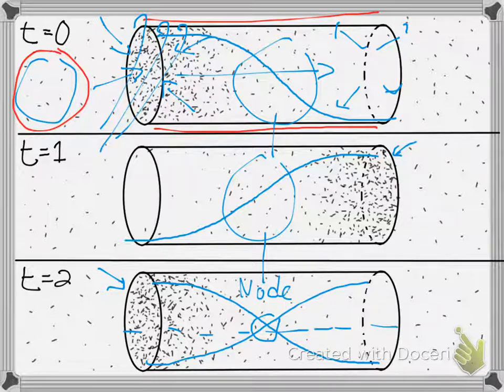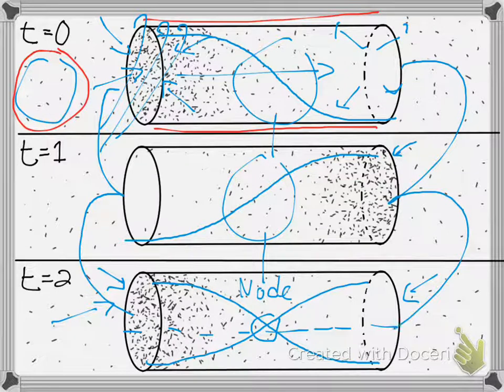Now, on the other hand, if we look at these ends here, these ends go from compressed to rarefied to compressed, and in this case, rarefied to compressed to rarefied again. So that's where our maximum movement, our maximum flux, is happening. So those, using our vocabulary from before, are antinodes.